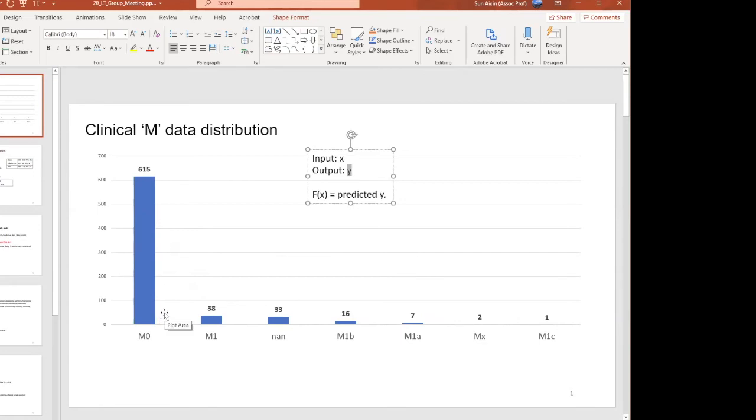On the other hand, given this kind of distribution, we cannot expect the algorithm to give a very high prediction. Basically, the algorithm tries to predict the cases as M0. It has the intention of doing that. So that's the issue. Can I say that, in summary, the algorithm has a limitation in predicting clinical M?